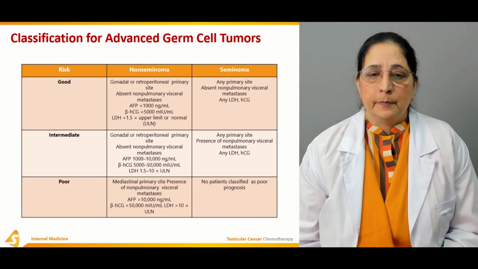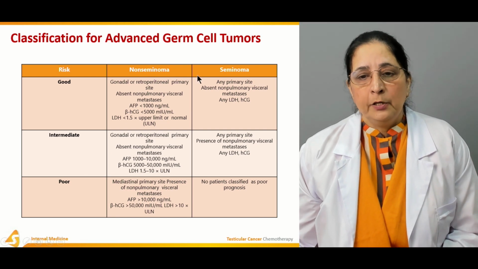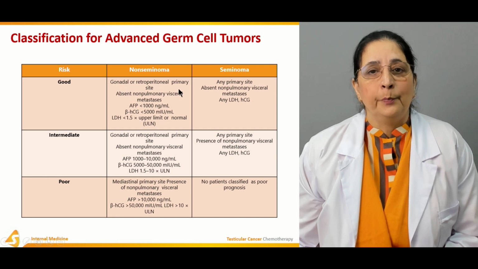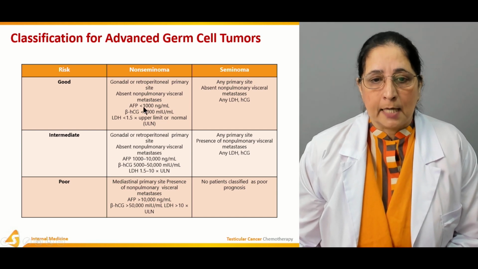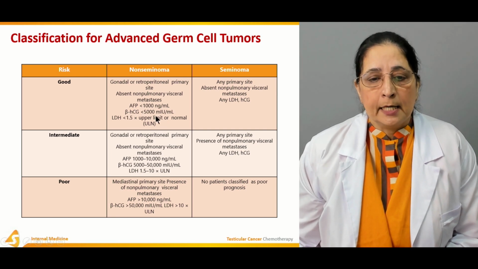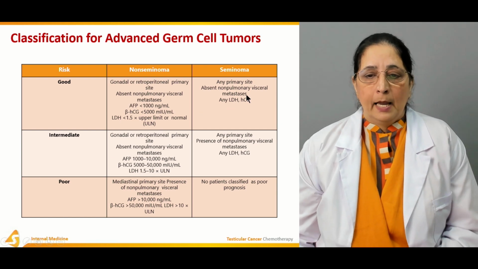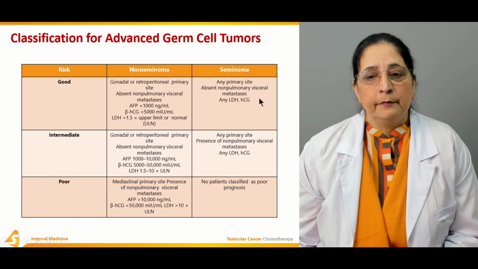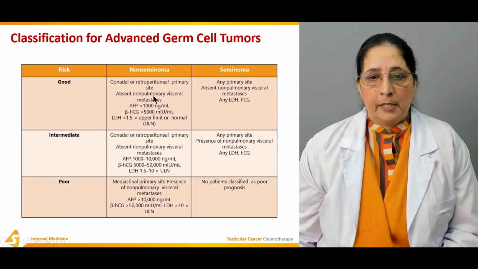Classification for advanced germ cell tumor: we have good, intermediate, poor, non-seminomas, seminomas. Good non-seminomas are gonadal or retroperitoneal primary site, absent non-pulmonary visceral metastasis, alpha fetoprotein level less than 1000, HCG less than 5000, LDH less than 1.5. And seminoma: any primary site, absent non-pulmonary visceral metastasis, any LDH, HCG. So that's good.